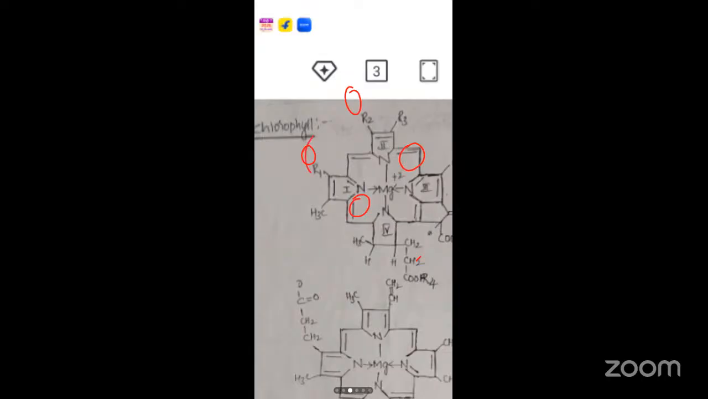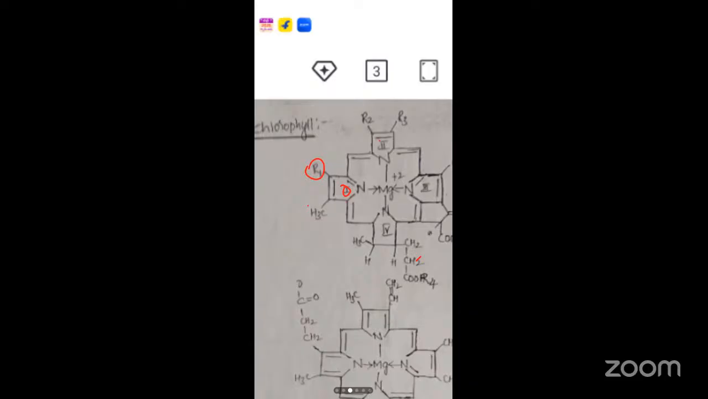Observe here. This is a common structure for chlorophyll, whether chlorophyll A or chlorophyll B. How can I explain that? The first pyrrole ring contains R1, and R1 is an alkyl group. Any one alkyl group is present.